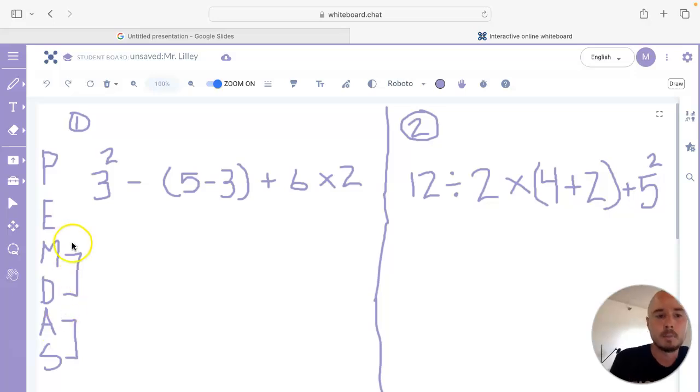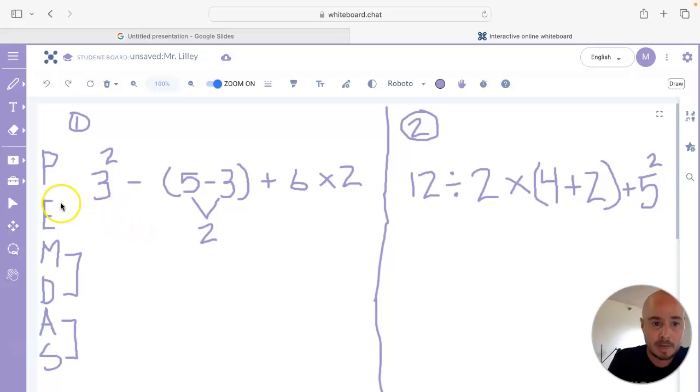Okay, so starting with problem number 1. 3 to the 2nd power minus 5 minus 3 inside of parentheses plus 6 times 2. I need to start with the parentheses. P comes first, PEMDAS, P. Okay, parentheses, 5 minus 3. Let's see, 5 minus 3 is 2. So I need to write that there.